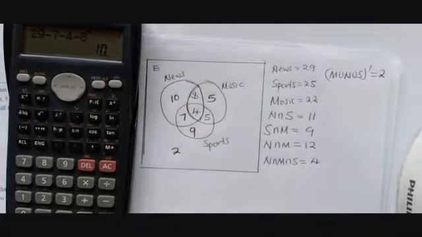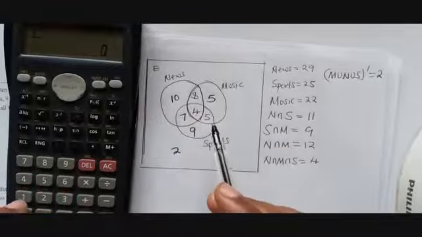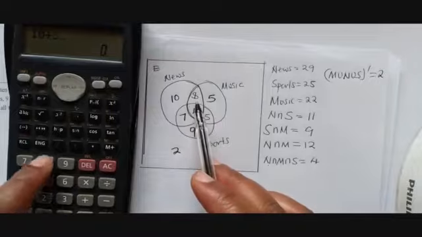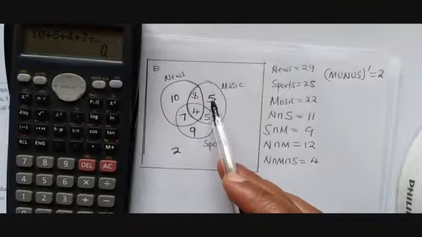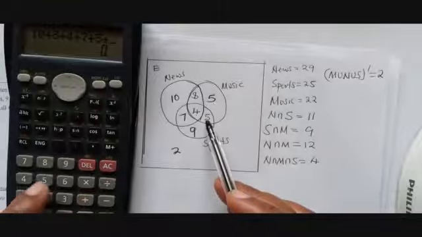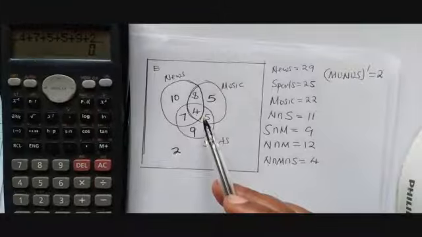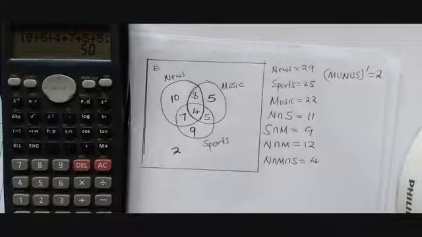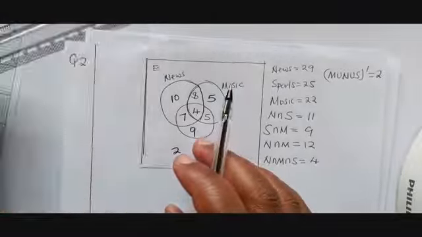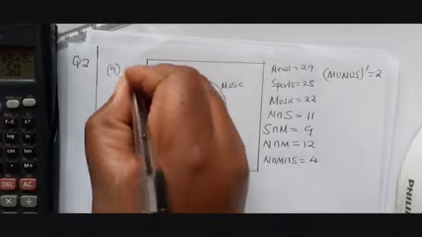So if you want, you can verify here. It means we are done here. You are going to say 10 plus 8 plus 4 plus 7 plus 5 plus 5 plus 9 plus 2. The answer should be 50. So that is what you are going to get, 50. It means the information has been correctly illustrated. So take note, this is 2A, Roman numeral 1.